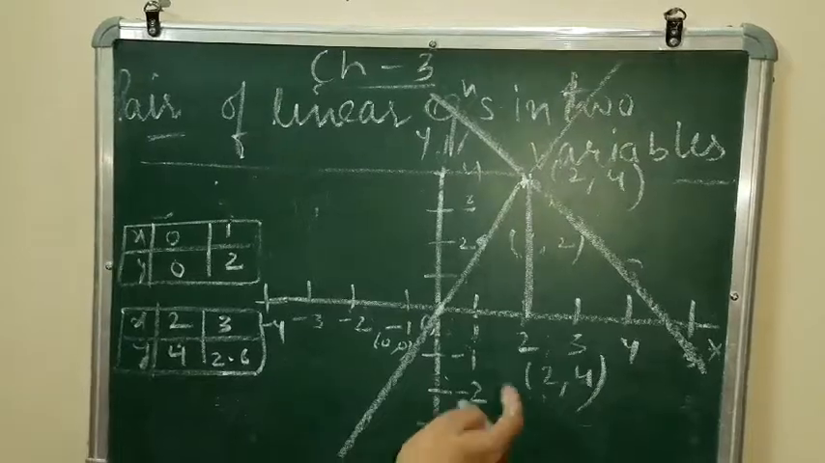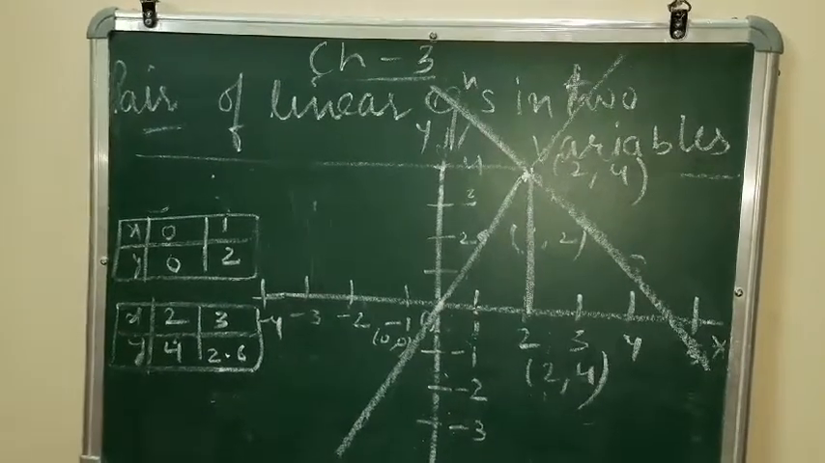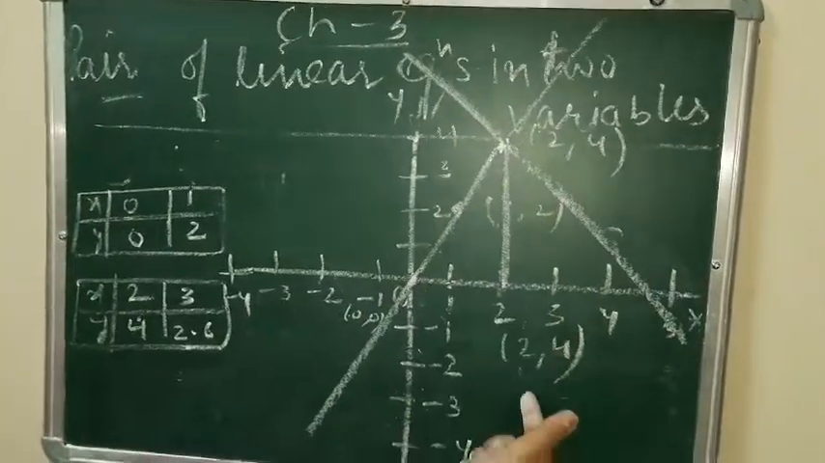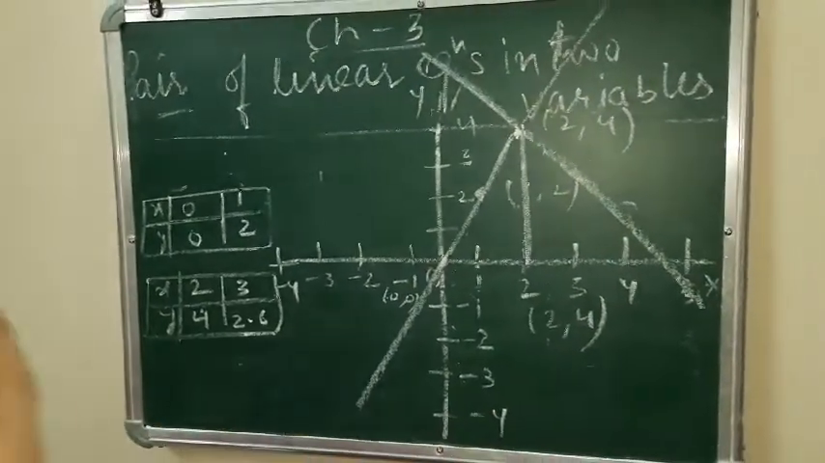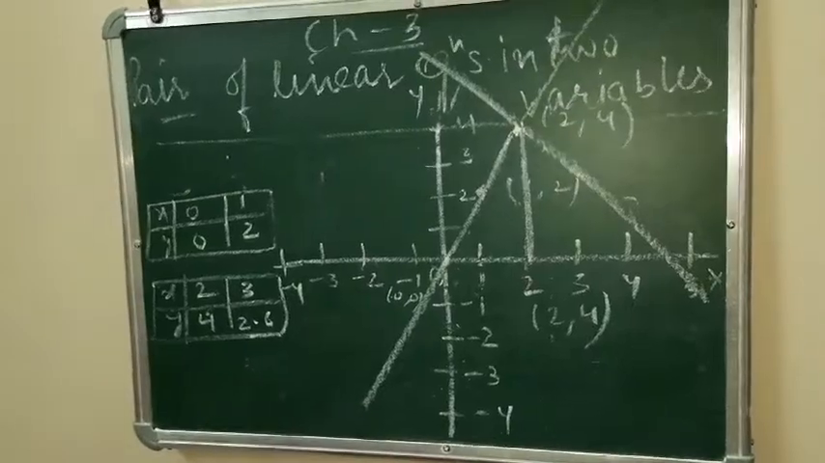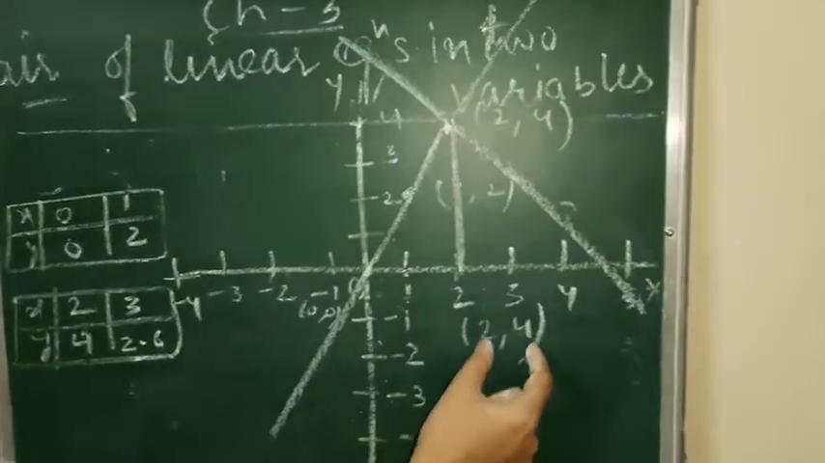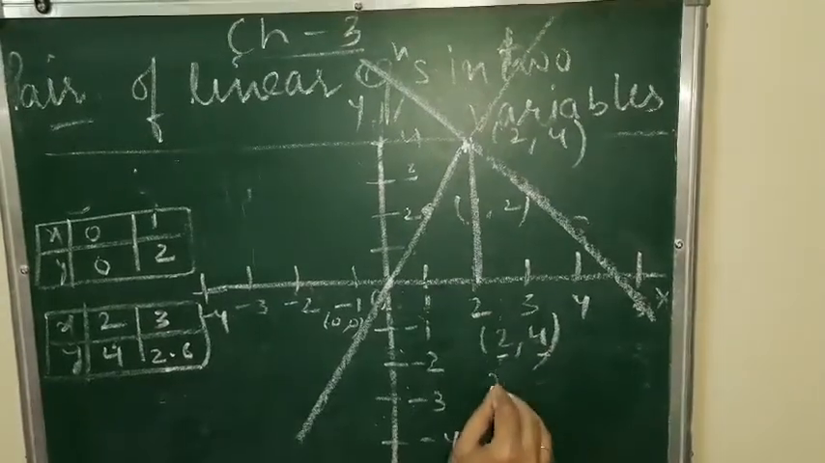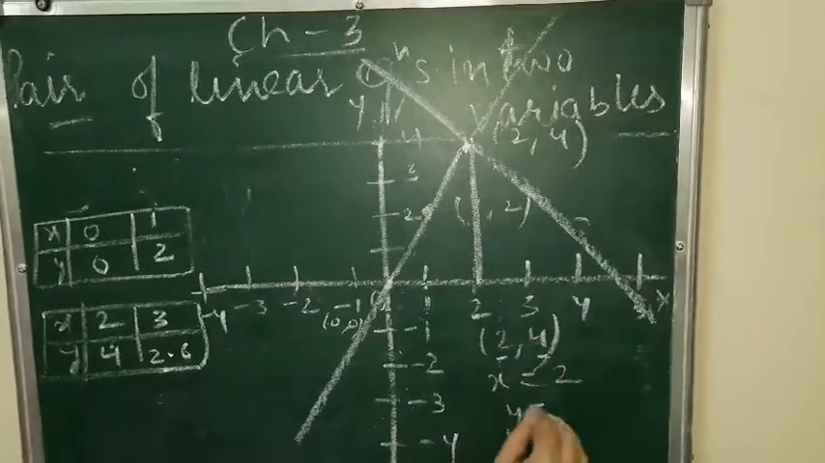See, I have not used any scale. I am just drawing on the board without any measurement. So according to me, the answer should be 2, 4. When you draw a straight line with the help of a scale, your answer will be absolutely correct. It would be approximately 2, 4. That means x is 2, y is 4. x is 2, y is 4 is your answer.